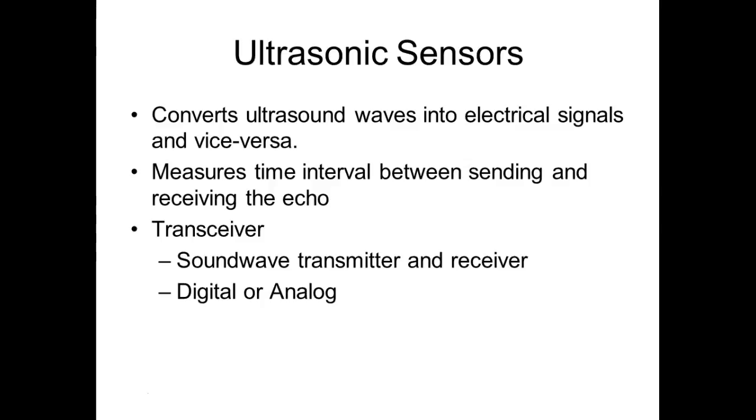Measure the time interval between sending and receiving the echo. Transceiver. So what is a transceiver? Well, it's a device that contains both the transmitter and receiver. So this is called a transceiver. And then we have analog and digital. A digital ultrasonic sensor is going to trigger when something is at a certain height, right? You understand that? With an analog sensor, we would actually measure the time interval between it reflecting back, and then it would give us an actual signal that represents the height. Everybody okay?